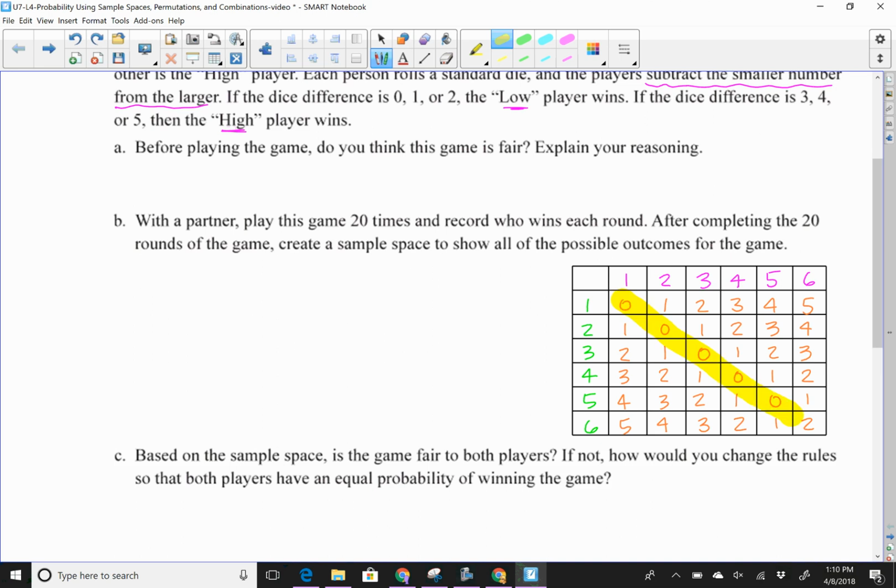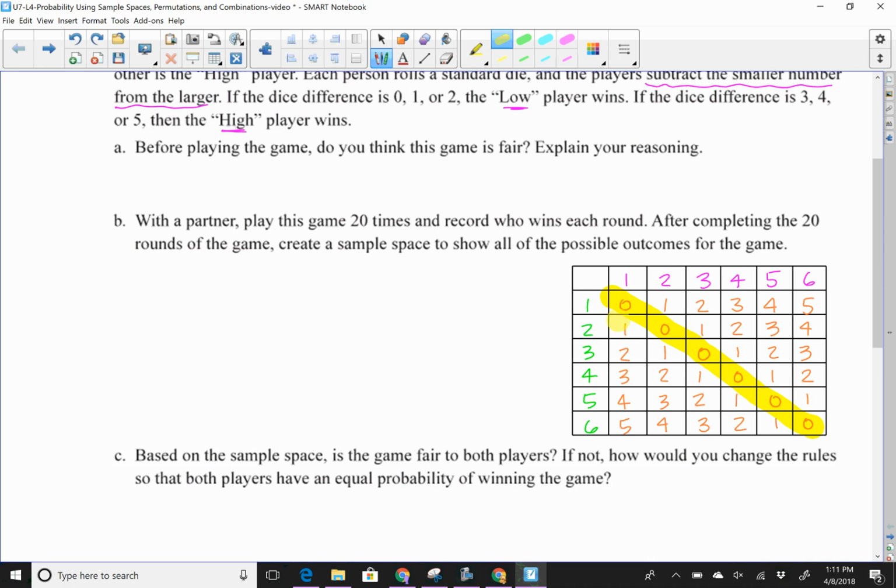Oh, silly me. Y'all are probably yelling at me. Why did I put a 2 there? Because that, of course, is supposed to be a 0, because 6 minus 6 is 0. Okay, nothing lost. All right, so down here, low wins because those are all zeros.